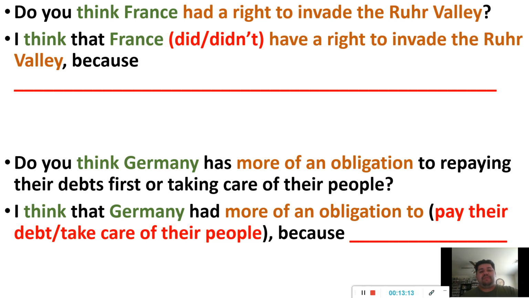I think that France, and this is where your opinion comes in, the red part. Do you think they did or didn't? That's for you to decide. What do you think? Did they have the right to invade or didn't they? Then write that part. And then you're using that other part of the question for the answer. I think that France didn't have the right to invade the Ruhr Valley because, and then again, the red section, your opinion.